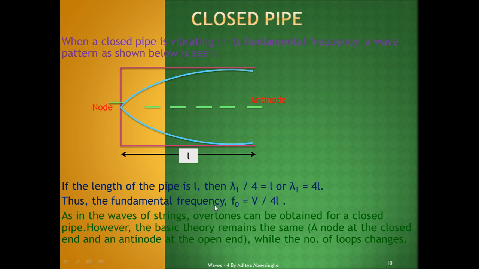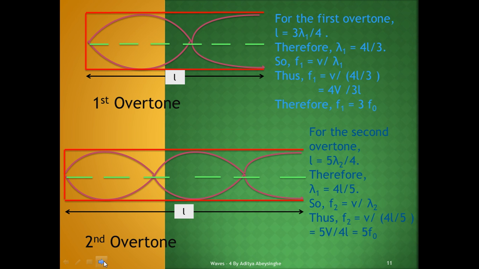So if you take the length of the pipe to be L, you can say that if the wavelength is lambda, 1 by 4 should be equal to L. So lambda 1 is equal to 4L. So the fundamental frequency F0 is now equal to V by 4L, right?